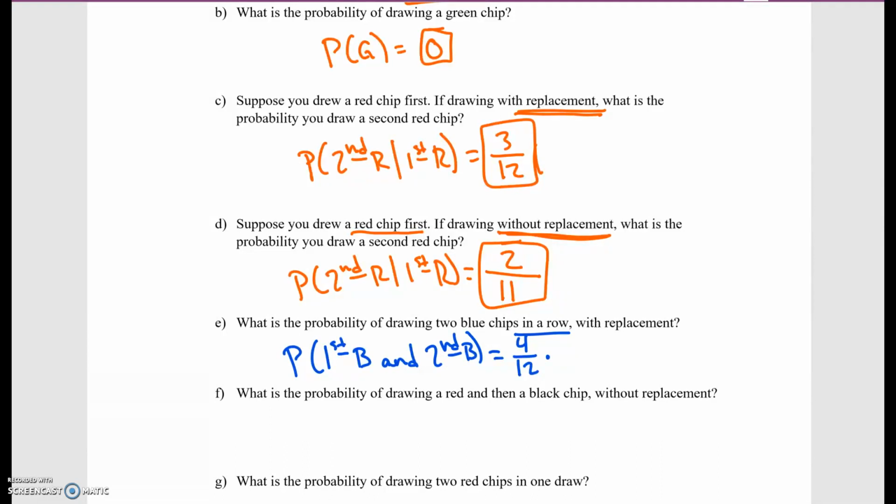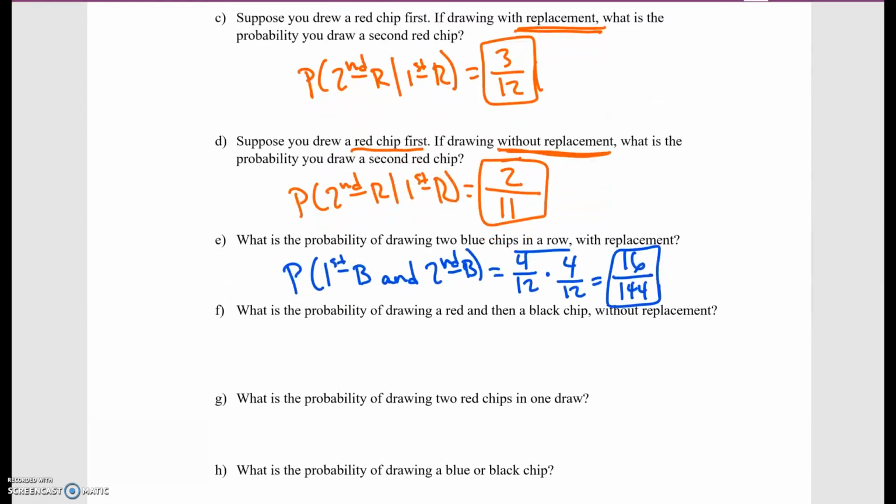Now, since I'm replacing it back, I'm not doing anything with the blue chip, and we still have the same amount of blue chips, so this is also going to be 4 out of 12. It's going to give me 16 out of 144. And that is going to be my total answer, the probability of drawing 2 blue chips in a row with replacement.